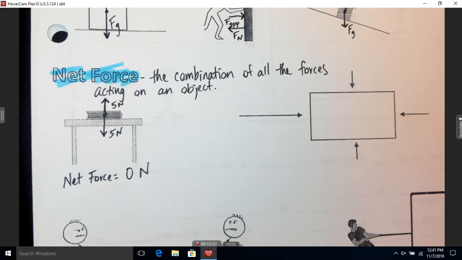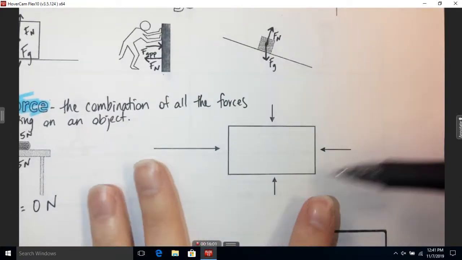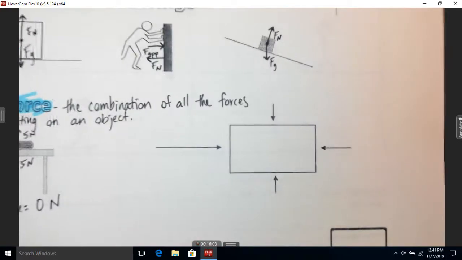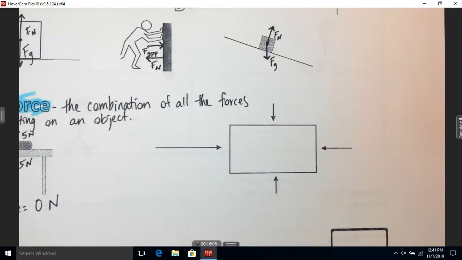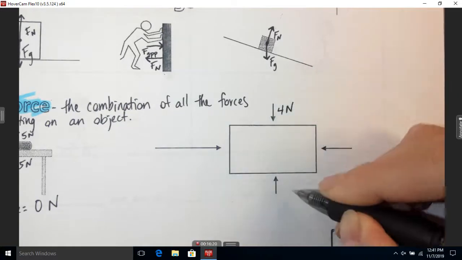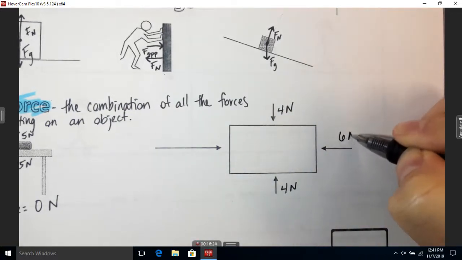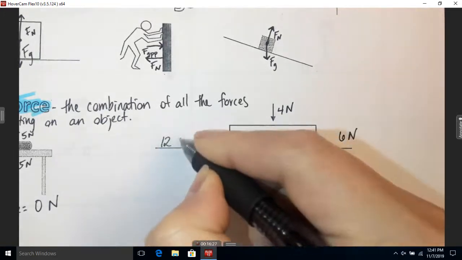Okay, before I even put any numbers with this, can y'all look at those arrows and tell me if that box is going to move? It is going to move? Which way? Right or left? To the right. Everybody sees that? Okay, now watch. 4 newtons, 4 newtons. 6 newtons, 12 newtons.